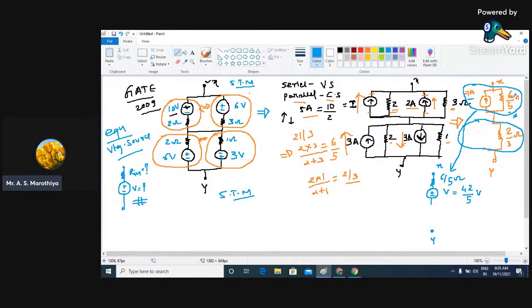So here the internal resistance is 6 by 5, the same 6 by 5 is available over here, and the magnitude of current source is 7 ampere. So I apply Ohm's law to find the value of E, which is nothing but I into R. That is 7 into 6 by 5. That is 42 by 5 volt.